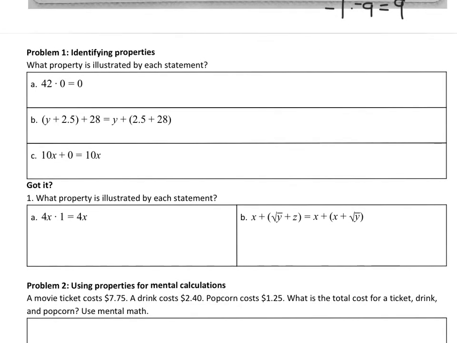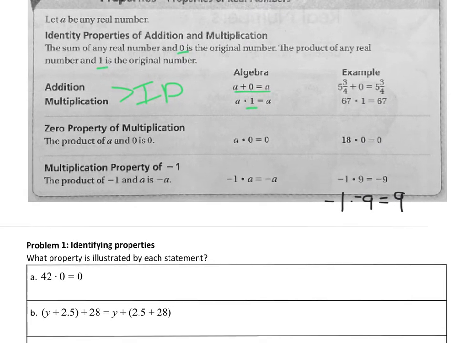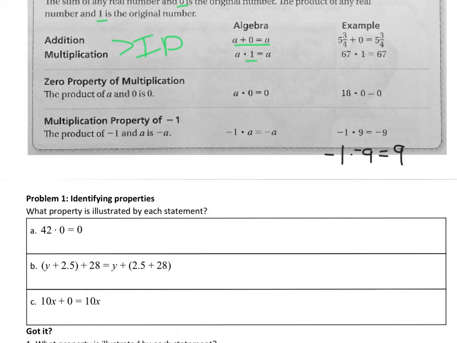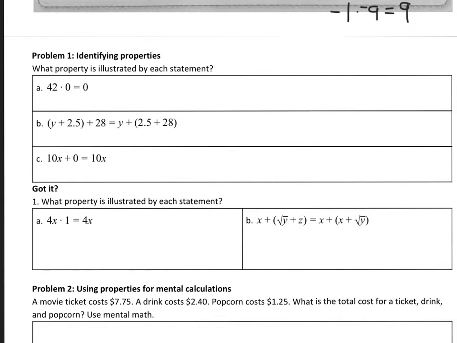So the first problem is basically just us identifying the property. 42 times 0 is 0. I can look back to my properties. That's the 0 property of multiplication. Number times 0 is 0. So I'm just going to say, and we'll do a little bit of abbreviation, okay? 0 property of multiplication.